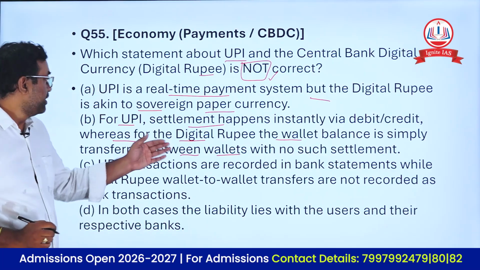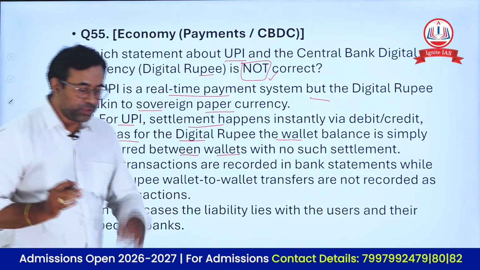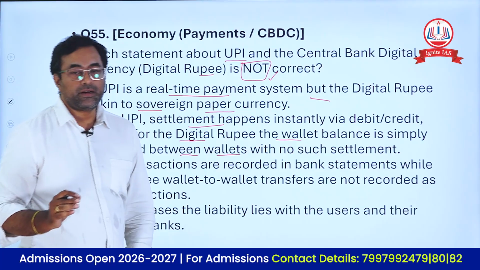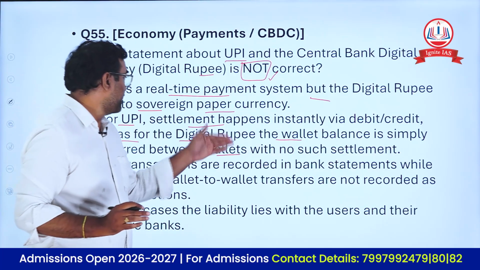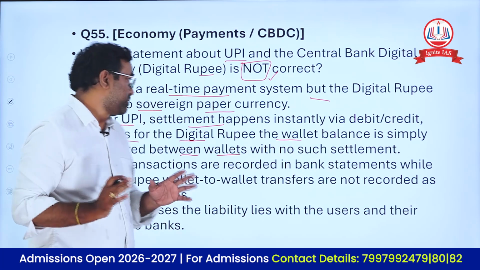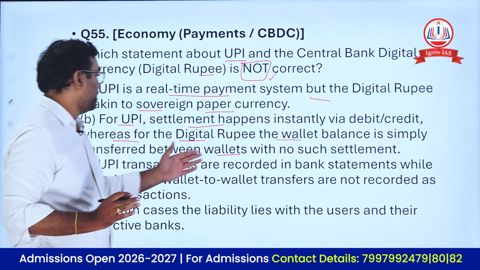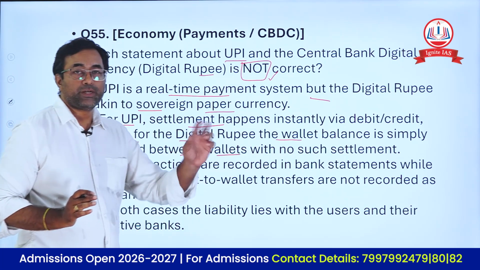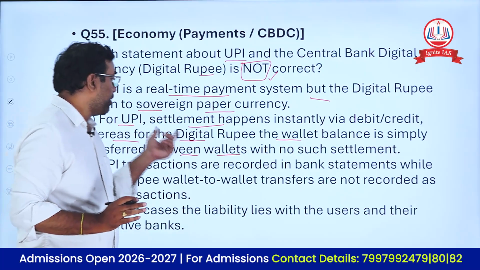So here what they are saying is, with respect to UPI, if you send any particular money, it can be debited or credited instantly. But in the case of digital rupee, you need certain wallets. In those wallets, you can transfer the money. There are no settlements with respect to debit and credit. So that is option B.